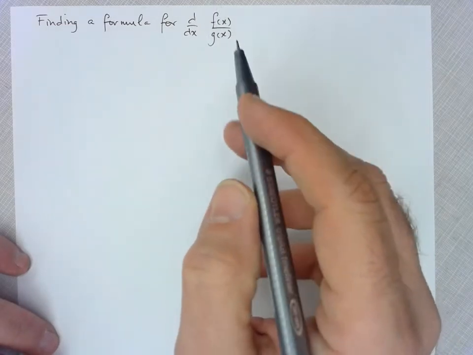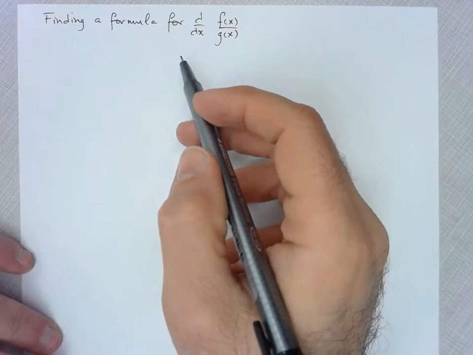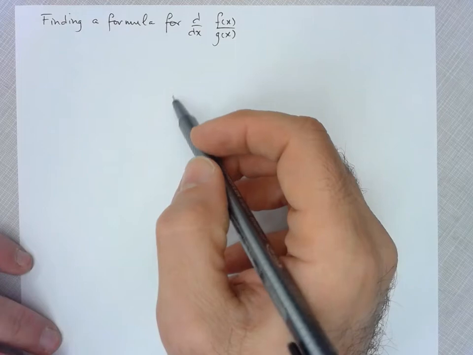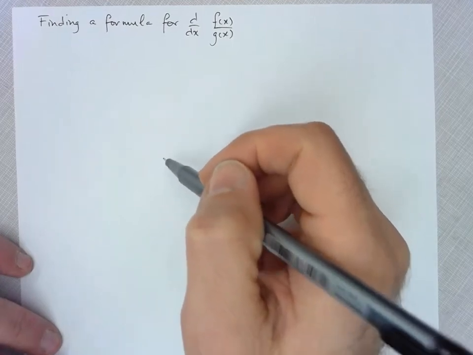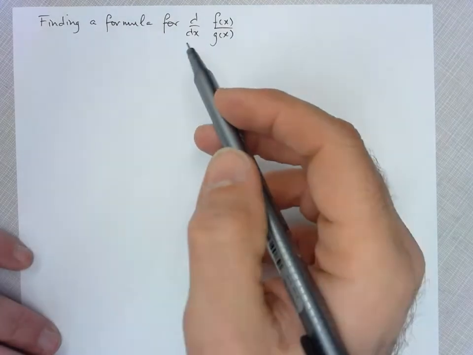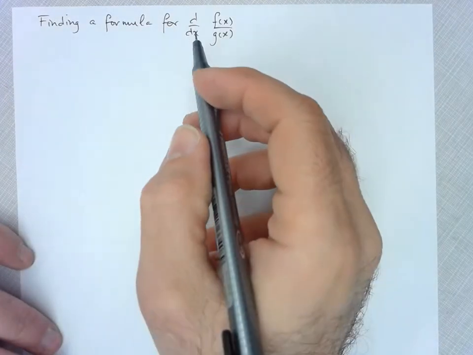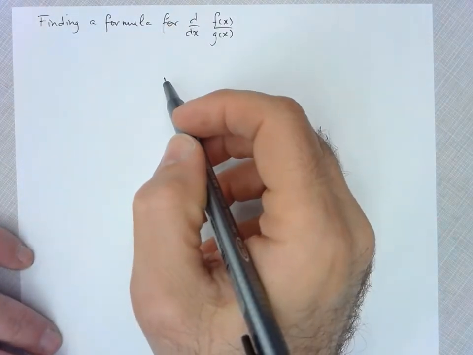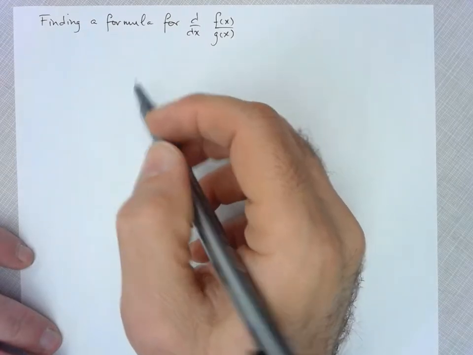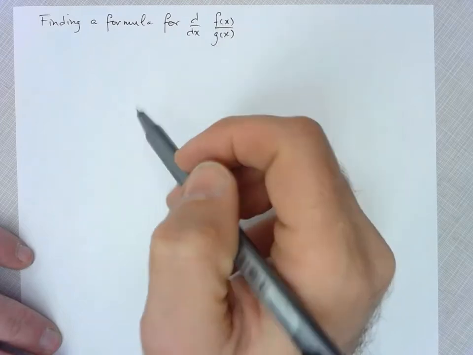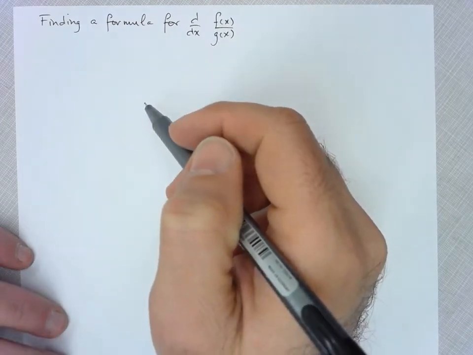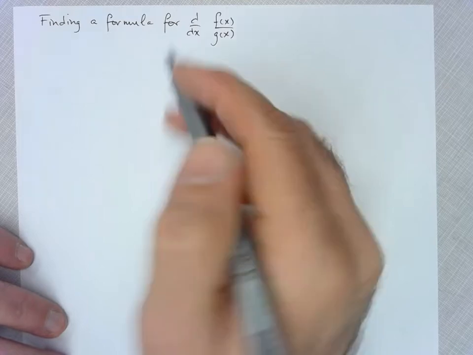Now, one way to try to do this is to do what we did with products, which is to use the limit definition and see if we can manipulate that expression to find a nice formula. It certainly is possible to do it that way. However, if we can somehow determine a formula by using something we've already established, that's even better. And since division is closely linked to multiplication, we're going to see if we can get through it from there.